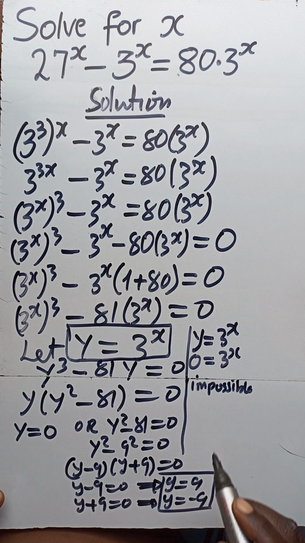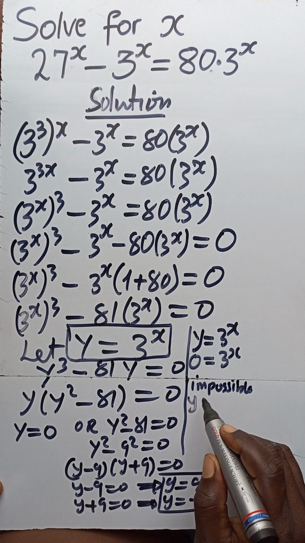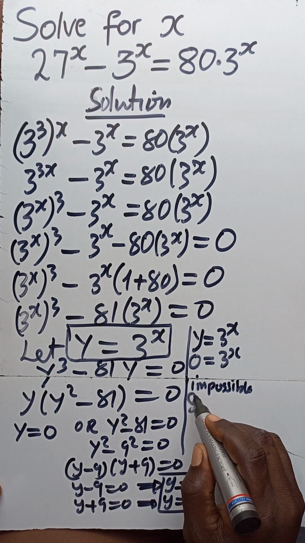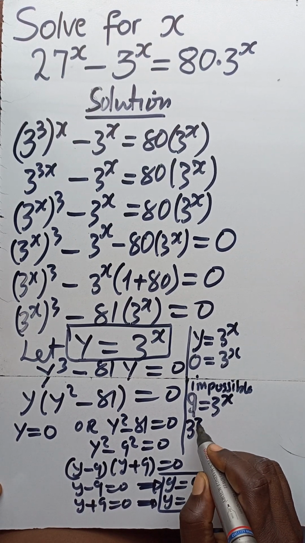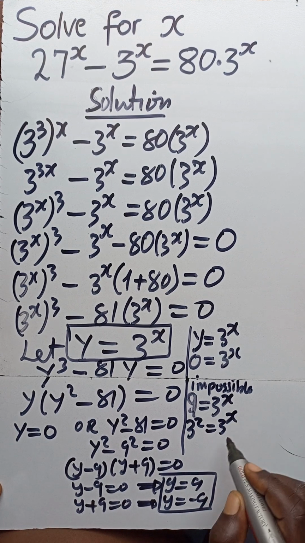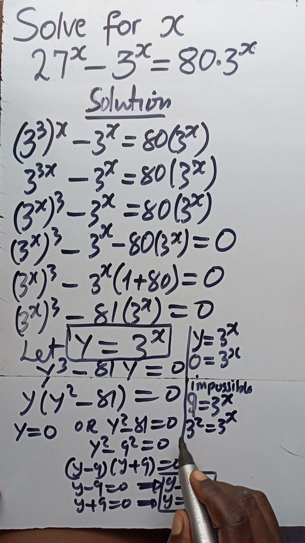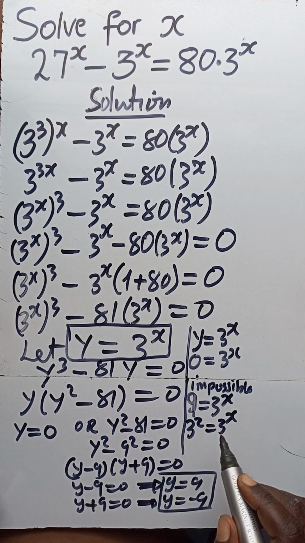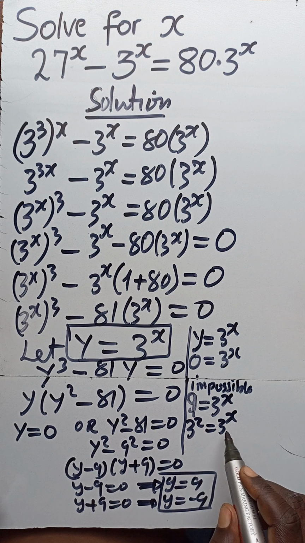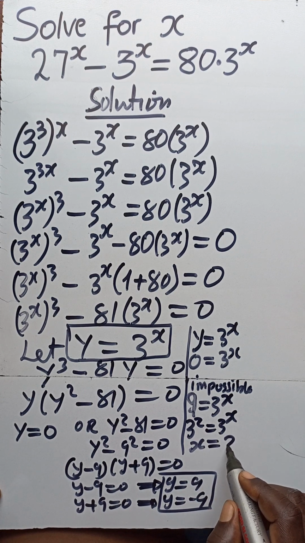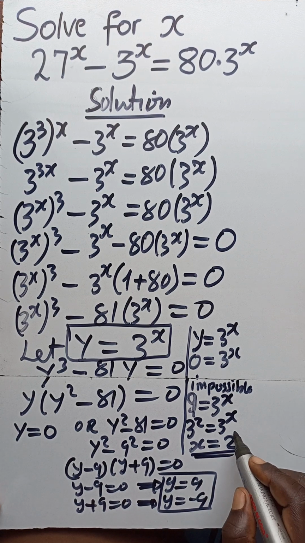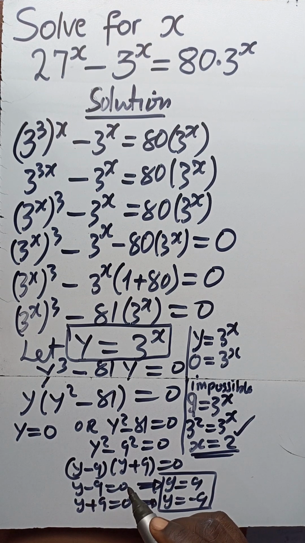If we take the next, y equals 9, 9 is the same as 3 squared. So we end up seeing this index expression equal to this index expression. The base here is 3, the base here is 3. Automatically, since the bases are equal, the powers should also be equal. And so the value of x is 2.